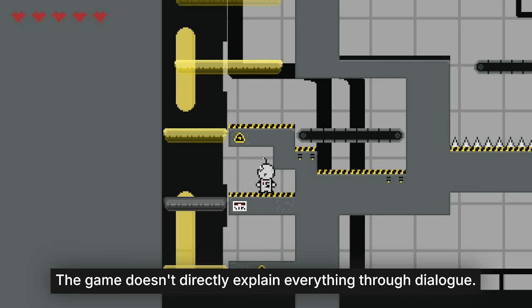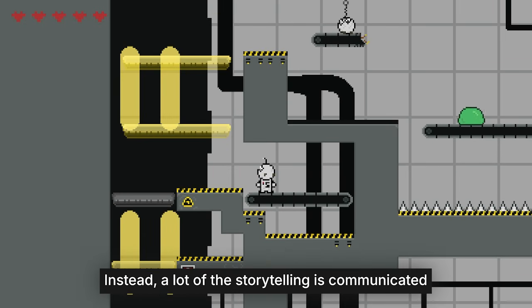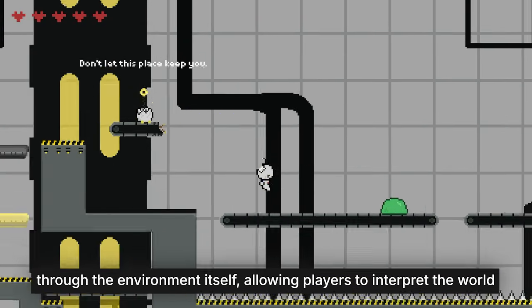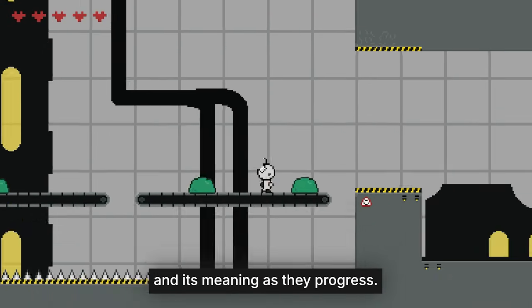The game doesn't directly explain everything through dialogue. Instead, a lot of the storytelling is communicated through the environment itself, allowing players to interpret the world and its meaning as they progress.